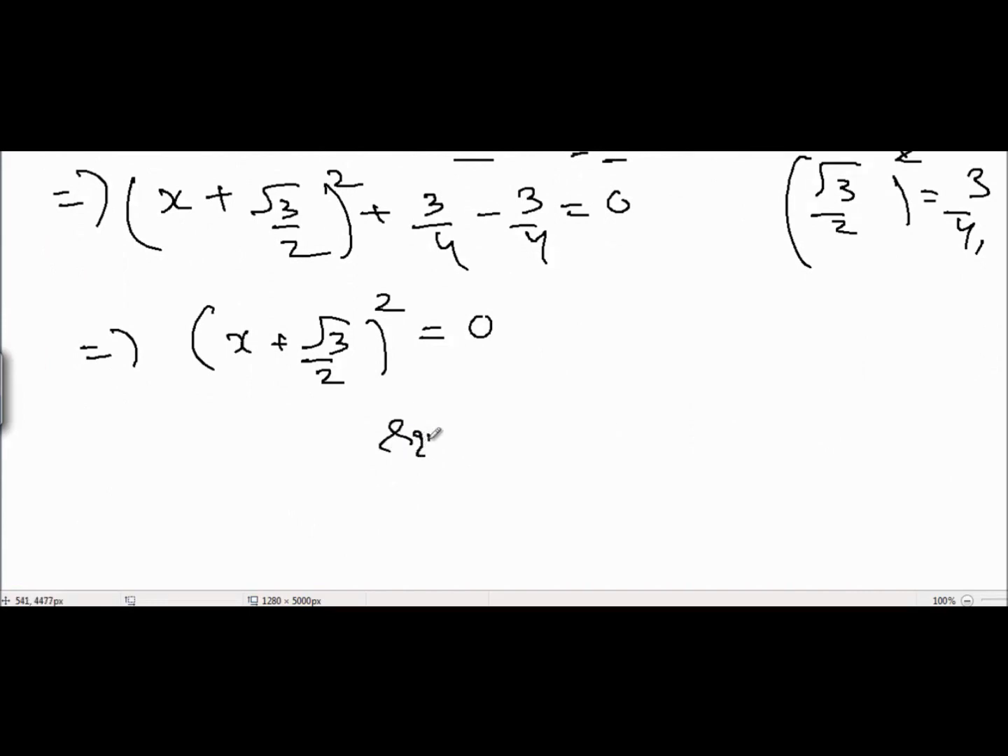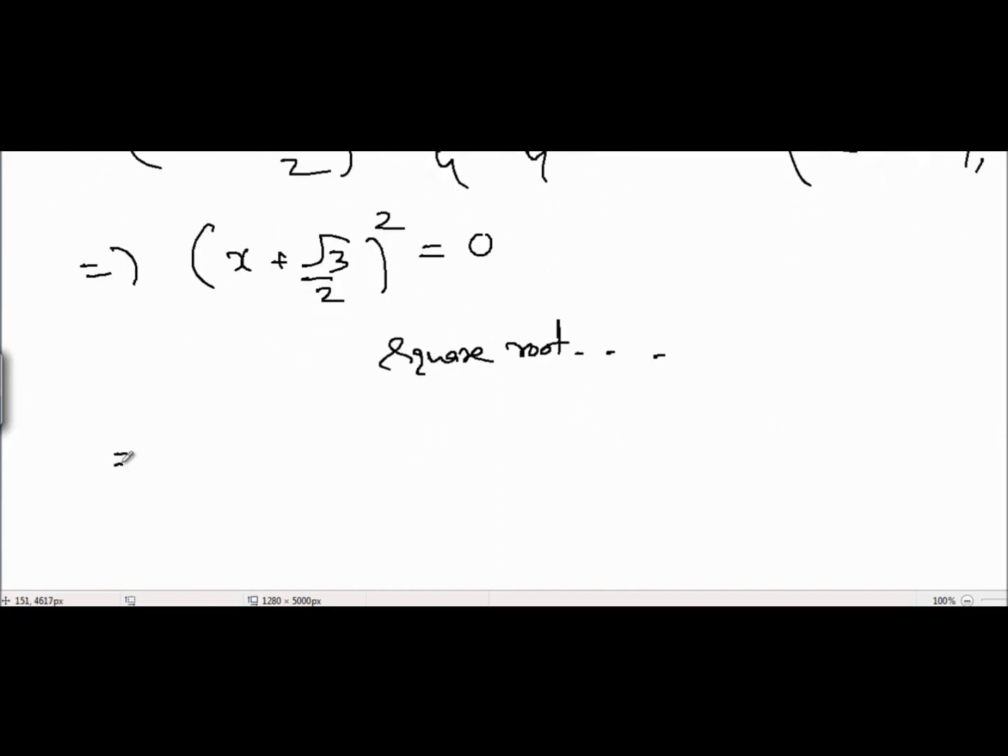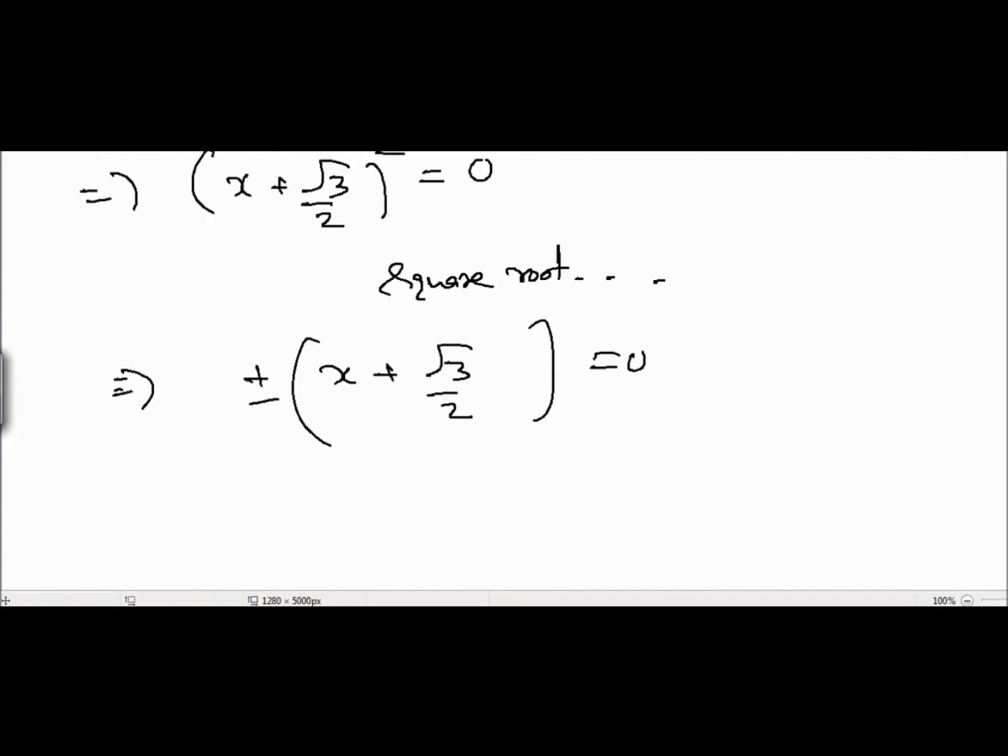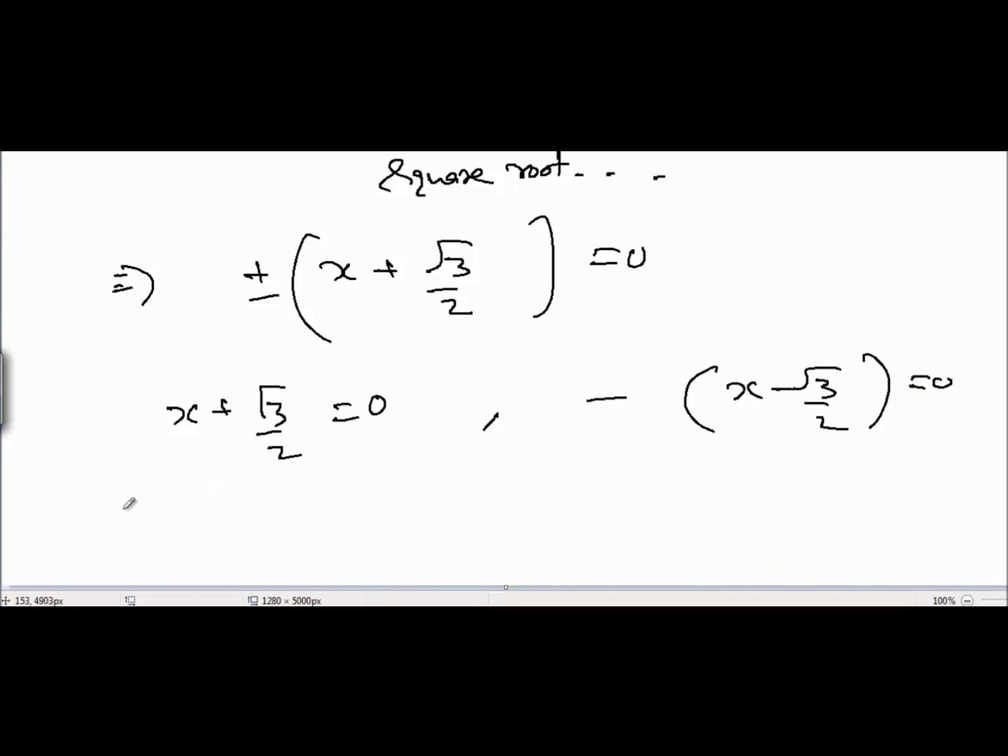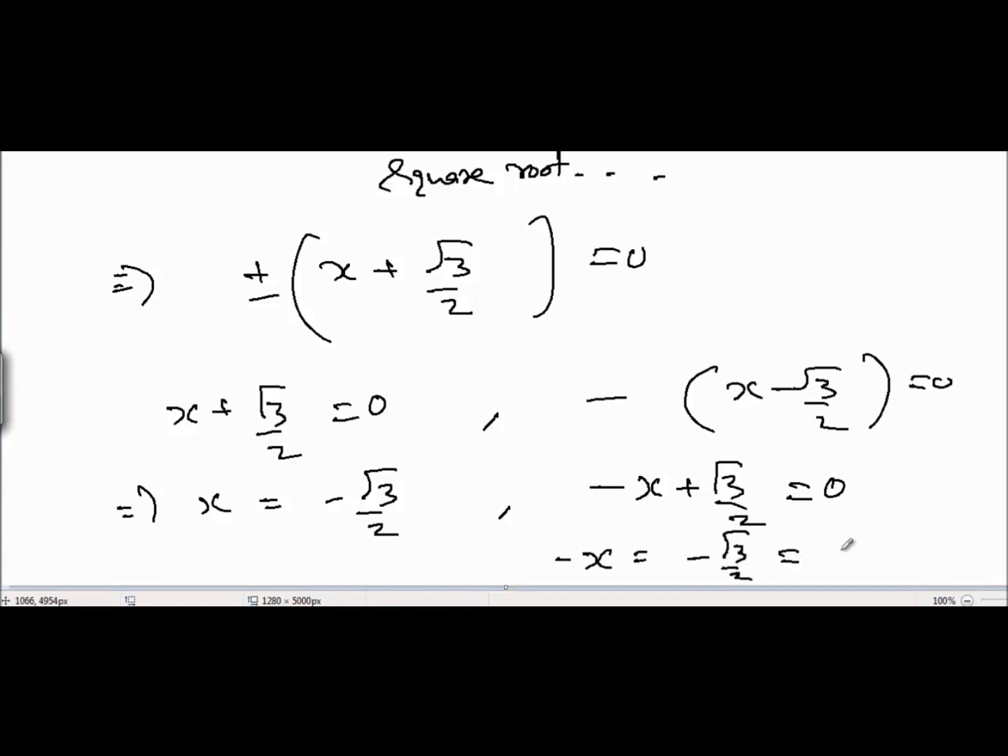Now I square root both sides. So I get here plus minus x plus under root 3 divided by 2 equal to 0 here. So from here I would say x plus under root 3 divided by 2 is equal to 0, and x minus under root 3 divided by 2 equal to 0. So from here I get x equal to minus under root 3 divided by 2, and from here I get x minus x plus under root 3 by 2 equal to 0. I will get the same value. I get minus x is equal to minus under root 3 by 2, this implies x equal to under root 3 divided by 2.